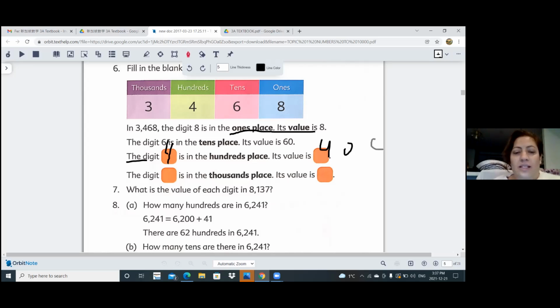Michael, the digit is blank in the thousands place. Which digit is in the thousands place? The digit in the thousands place is a 3. And what's the value of that 3?